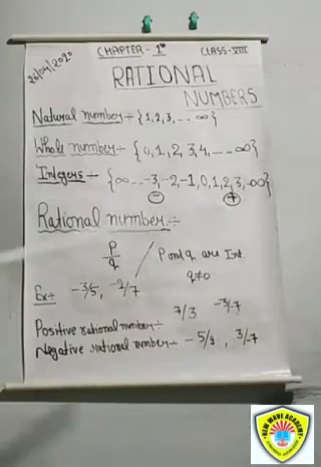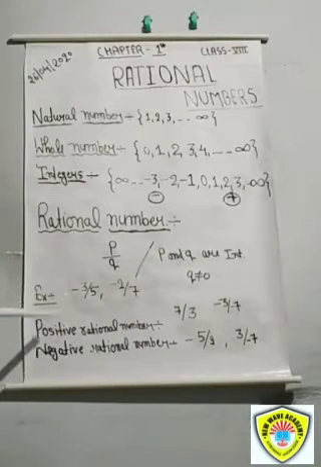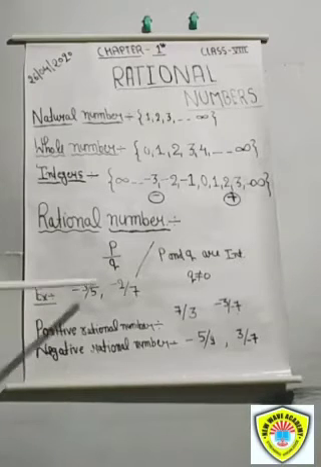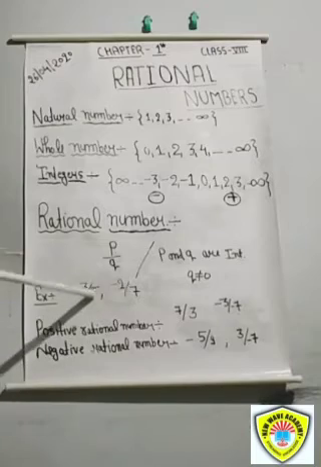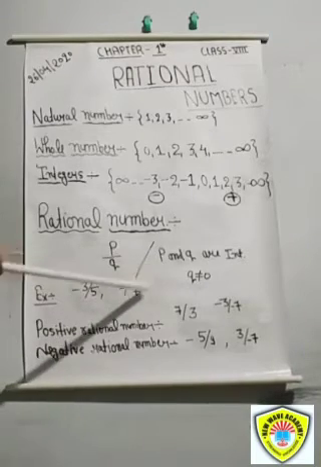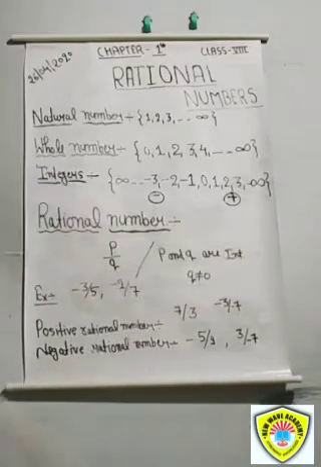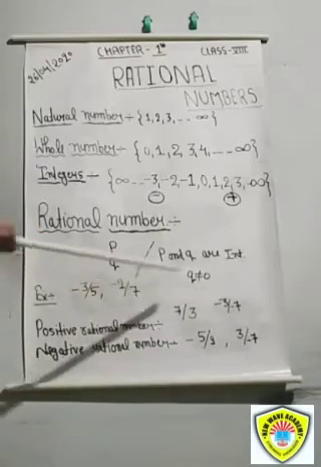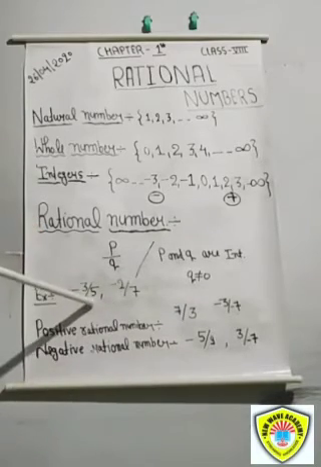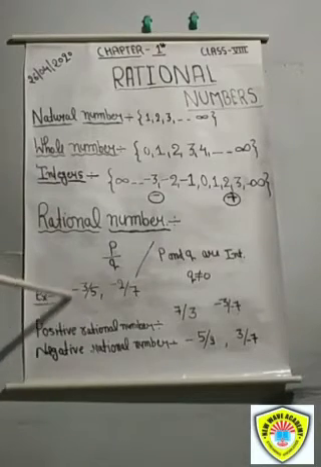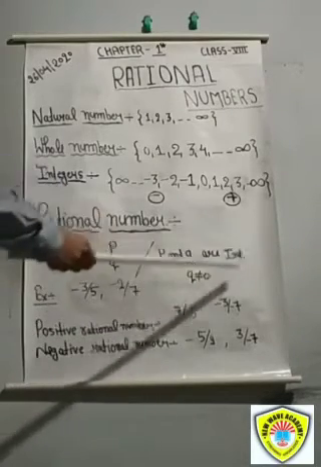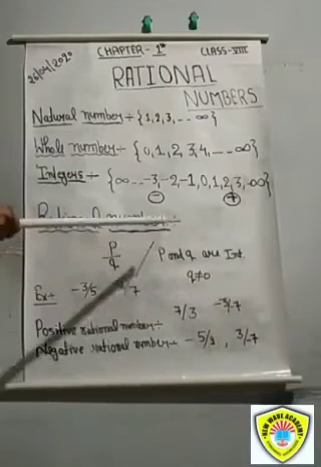Here is an example of a rational number: minus 3 upon 5. Minus 3 is equal to P, 5 is equal to Q. Both are integers, so our first condition is fulfilled. Q is not equal to 0; here Q is equal to 5. So we can say this is a rational number because both the first and second conditions are fulfilled.